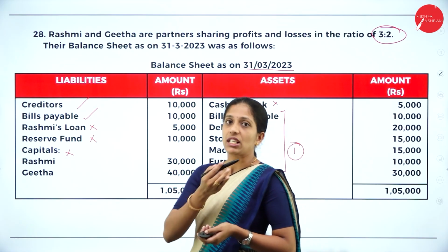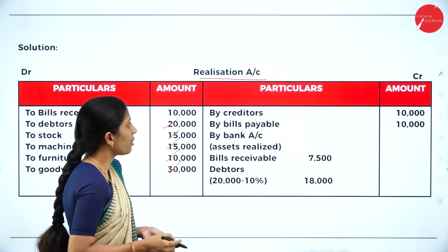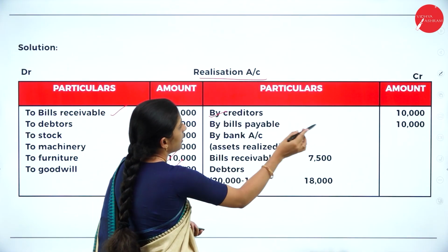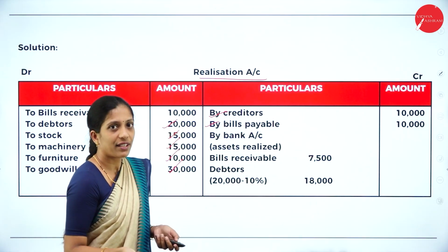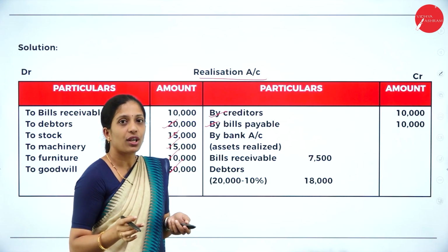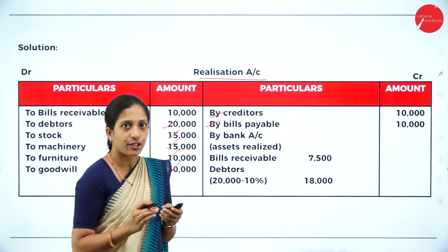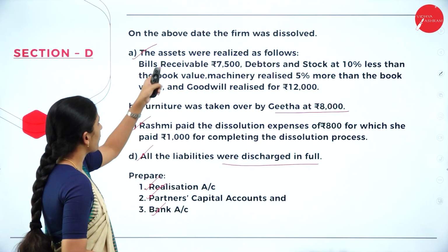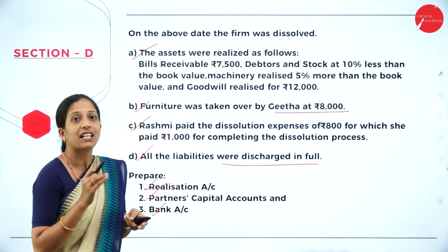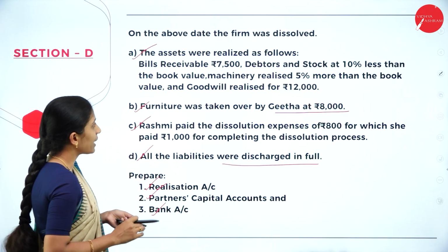Let's take that liability on the credit side. So how to take? By creditors, that is 10,000, by bills payable 10,000. Hope you are clear with us. Those were 2 steps. Now coming to your third step. The third step is related to realization of assets. So see your adjustment, they have given a lot of assets with a realized value.